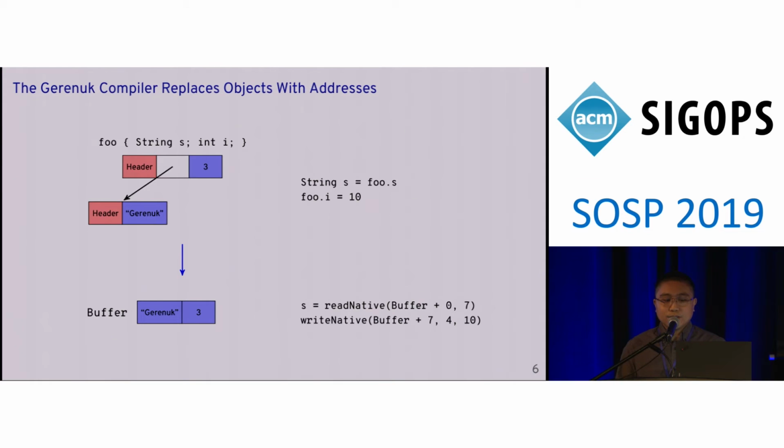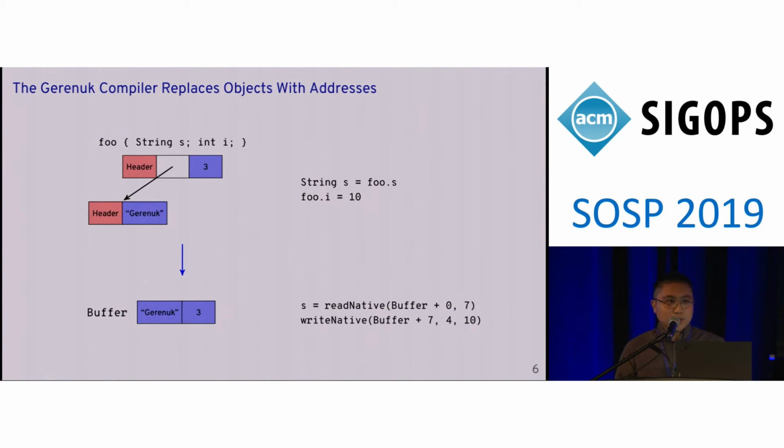So what does this transformation look like? Take, for example, this same foo object. If we inline it, and it had these values for the two fields, after the inlining we would have just the payloads of the string and the integer. Take, for example, this field read, foo.s. We would replace this read with a call to a read native function, where we read at a certain position in the buffer a certain length. So here, the string comes first in the buffer, so it is at offset 0, and in this case has length 7. So if we read the bytes 0 to 7, we have the bytes for the string.